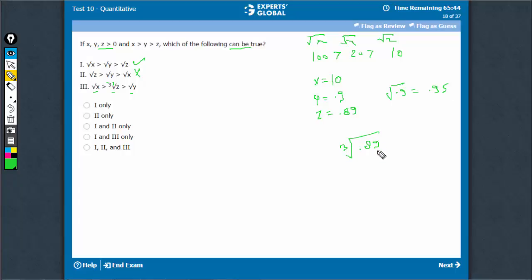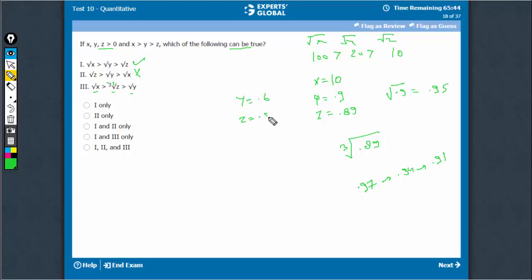But when you find the cube root of 0.89, what is that number when multiplied thrice by itself will give you 0.89? My intuition is that the number would be something like 0.97. 0.97 square will be 0.94, and 0.94 into 0.97 will be 0.91.